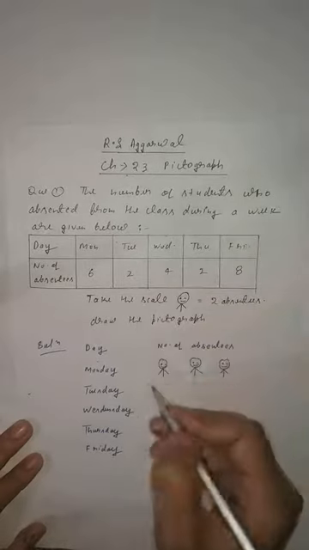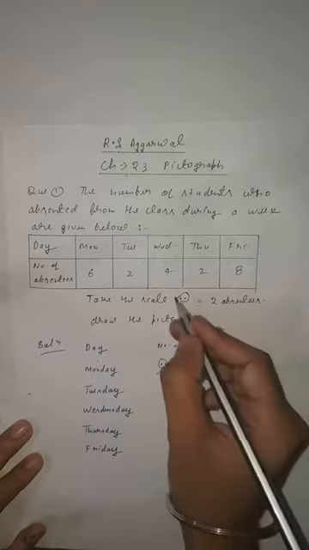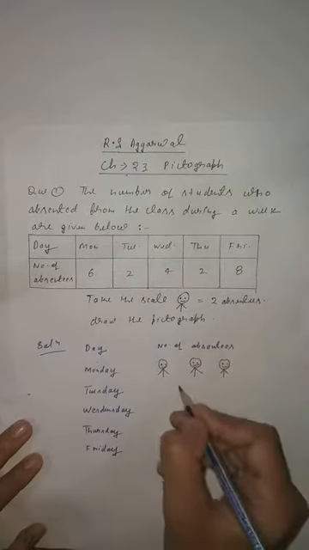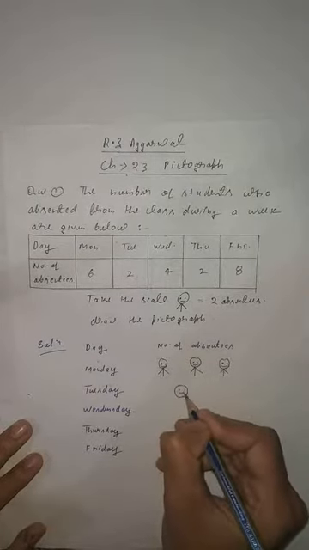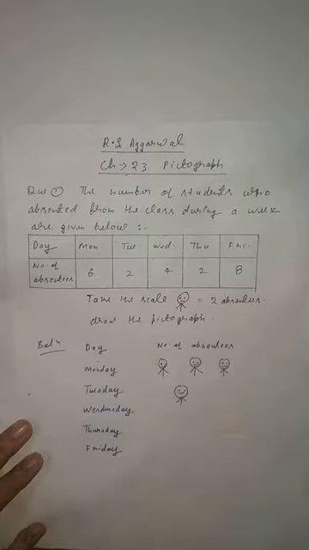Now come to Tuesday. On Tuesday only 2 students are absent. So here 1 student represents 2. So how many will you simply draw? You will draw only 1. Clear, students? Only 1. This is your Tuesday.